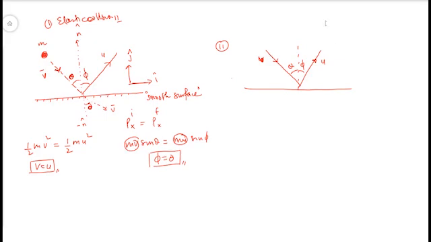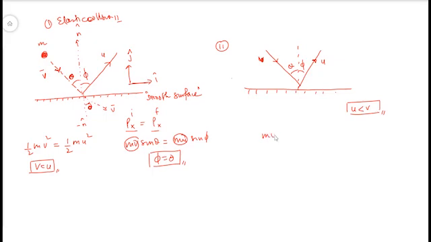Obviously this u will be less than v, because there is a loss of kinetic energy. So the final speed is less than the initial speed. And there's one simple relation that I can write if the surface is smooth, and that is pxi is equal to pxf, because the surface is not going to exert any kind of force in the horizontal direction.